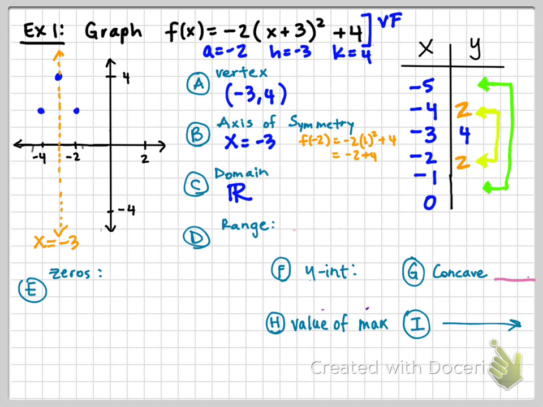From there, I'm going to plug in f of -1. So that's going to be -2 times (-1 plus 3) squared plus 4, which is -2 times 2 squared plus 4. So then I do 2 squared, which is 4. 4 times -2 is -8. I add 4 to that, and that's going to give me the value of -4. So when x is -1, I have -4. And when x is -5, I have -4. So I'm going to graph those values.